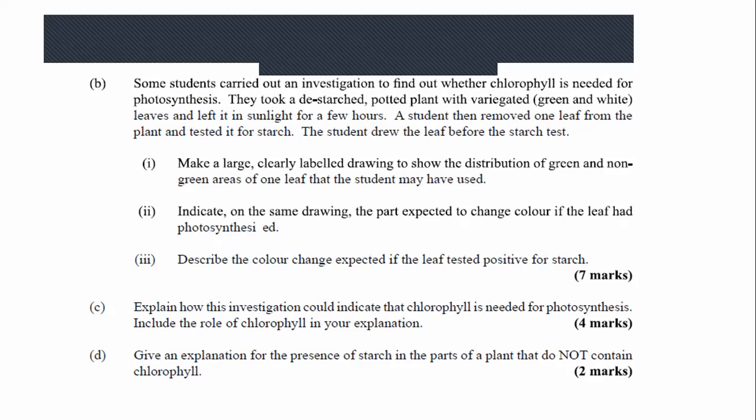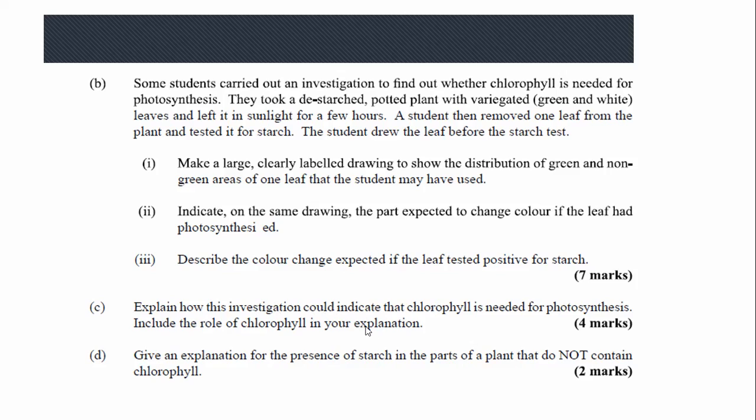One of the things I need you guys to remember: what is used to test for the presence of starch? What do we use? I just want you to remember that. Iodine solution. So you know that once it's a positive test, the iodine has to change from a yellow-brown color to blue-black. Once starch is present, blue-black. Okay?